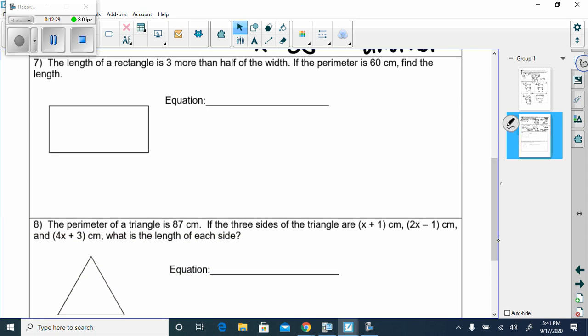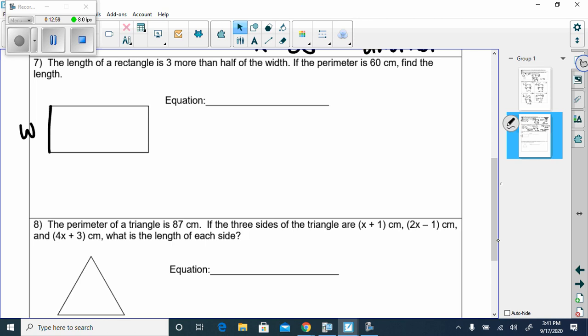Okay. So this next one says that the length of a rectangle is 3 more than half the width. If the perimeter is 60 centimeters, they want us to find the length. So we know that a rectangle has a length and a width, right? Do we have any idea what the width is? No, they didn't tell us. But let's say that this is my width. I'm going to just call it W for width.